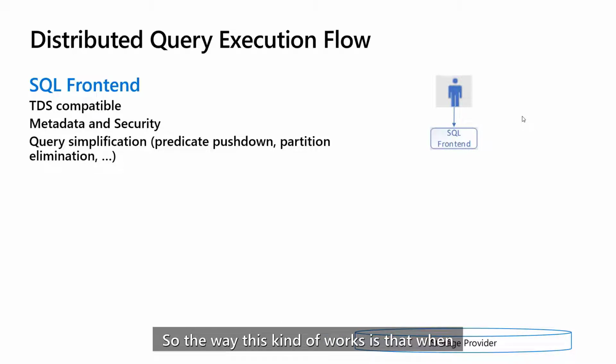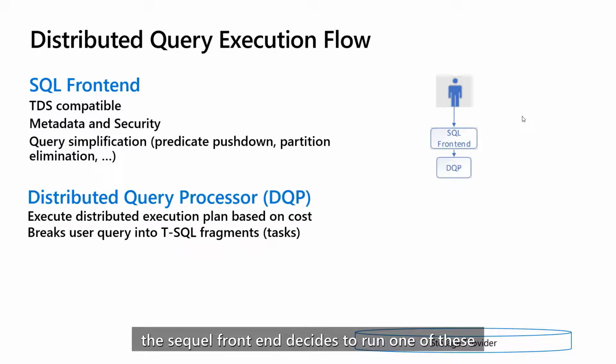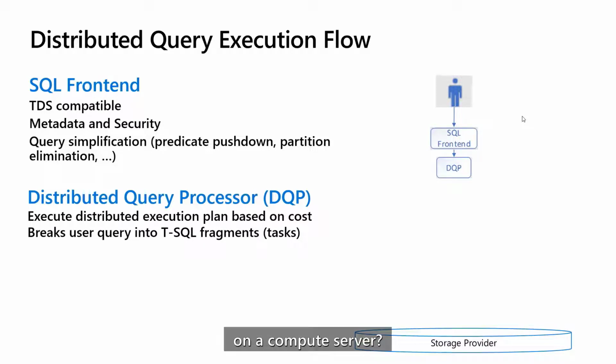So the way this kind of works is that when the SQL front end decides to run one of these queries, it is going to be able to invoke what we mentioned before, distributed query processing services. This is effectively now a distributed execution plan that we build based on cost. We're going to use cost-based analysis, cost estimates, just like we do in SQL Server, to decide what is the best distributed execution plan to do this. And then this is where we make the decision to break up the query plan itself into fragments, called tasks.